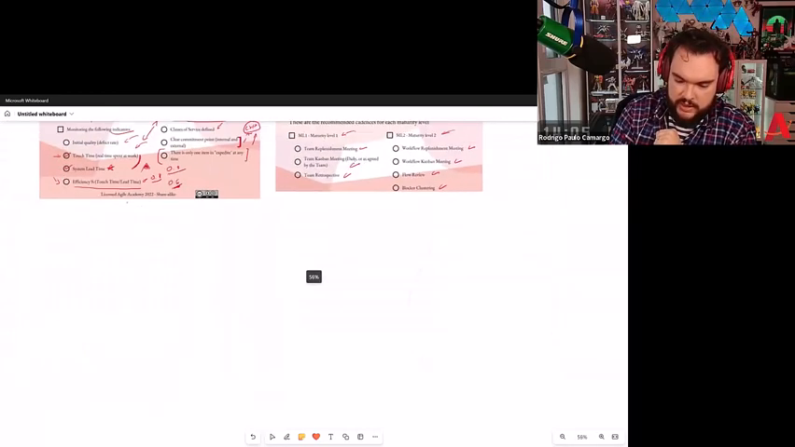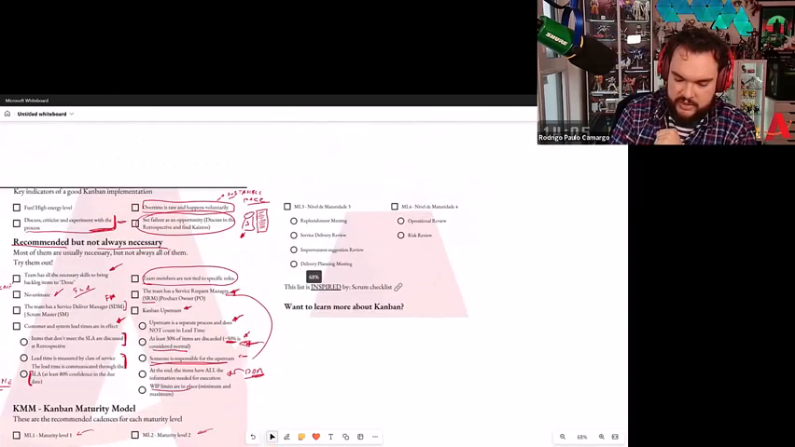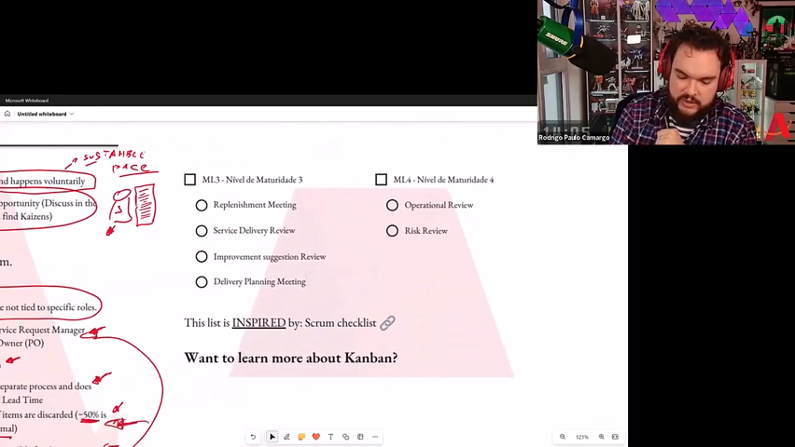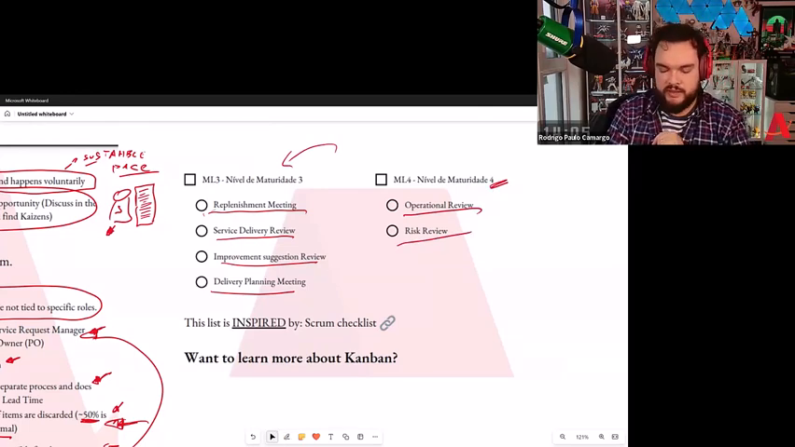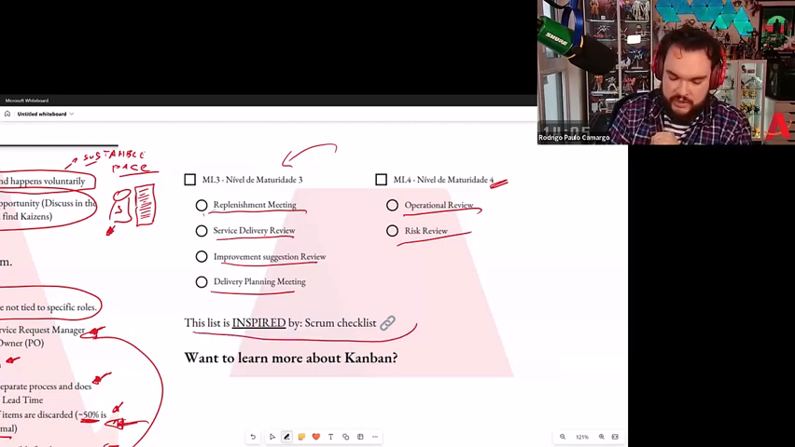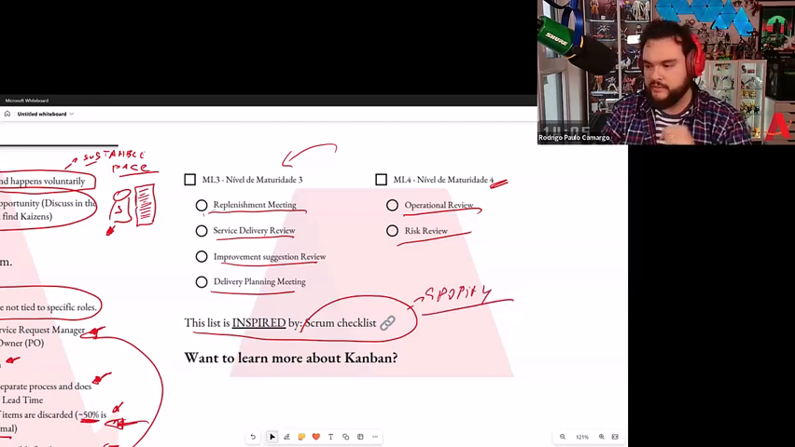And then what I have in the last part here is level 3 and level 4. It's replenishment meeting, service delivery review, improvement suggestion review, and delivery planning meeting for level 3, and operational review and risk review for level 4 of maturity. And again, this is really inspired by the Scrum checklist, which is from Henrik Kniberg, if I'm not wrong, who is very famous for being the Spotify coach at the time.